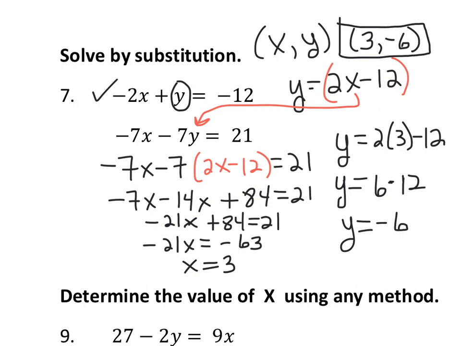So I'm going to emphasize this one more time. You can check any point to see if it's a solution or not by plugging it back in to the original equations and checking. Please do that on the test.